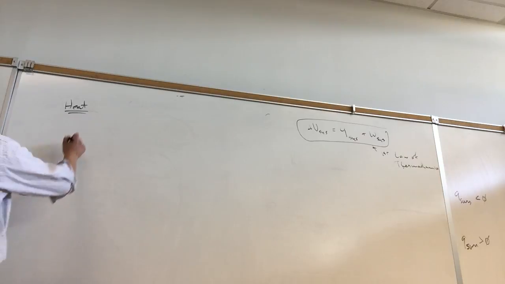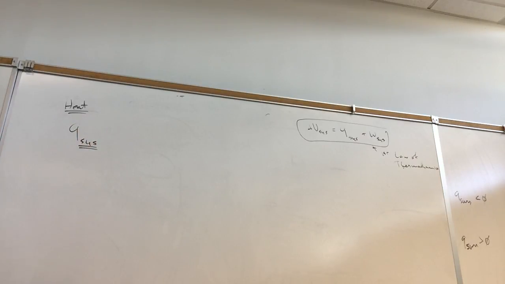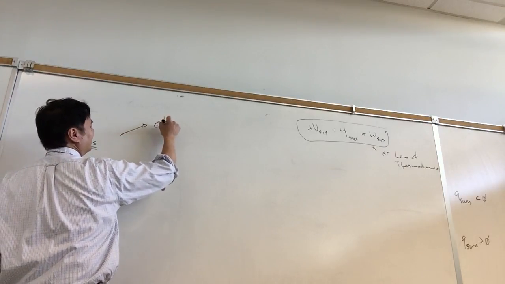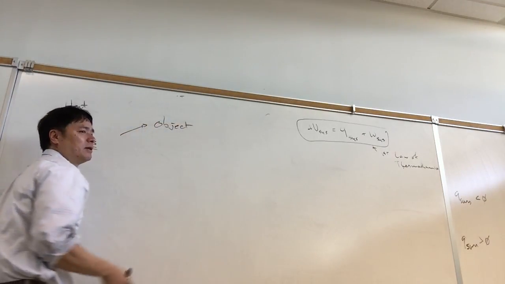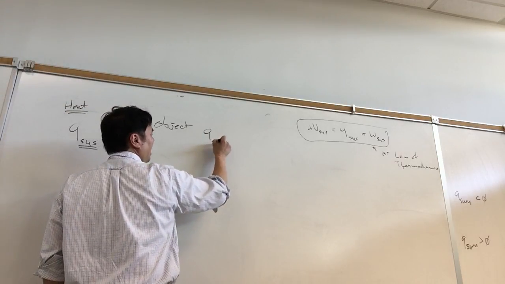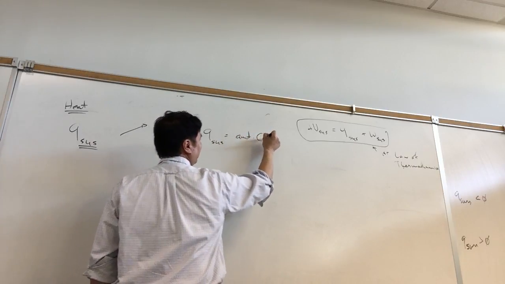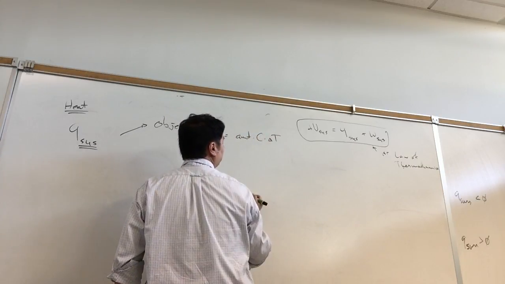Now when we're looking at the system, we've got Q of the system here. Now we have two types of systems. One is an object. One is a reaction or process. Now the heat that we're dealing with in terms of an object, we have something called the heat capacity or the specific heat. For an object, Q of the system is going to equal the amount times C times delta T.